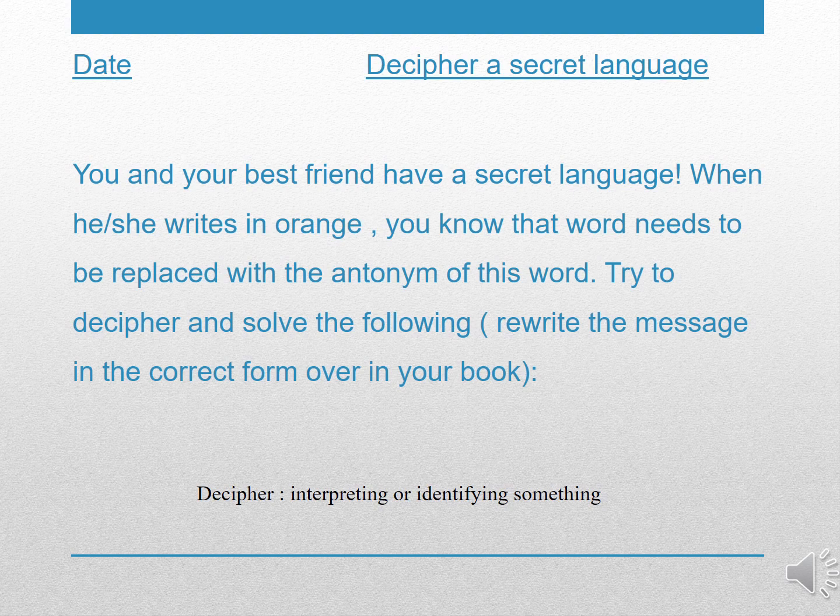When he or she writes in orange, you know that word needs to be replaced with the antonym of this word. Try to decipher and solve the following. So you need to rewrite the message in the correct form in your book. Just note, decipher means interpreting or identifying something.